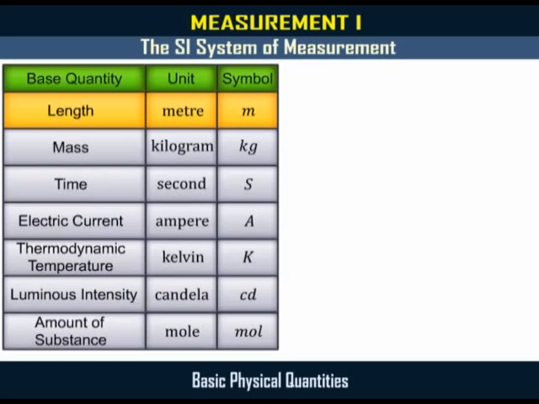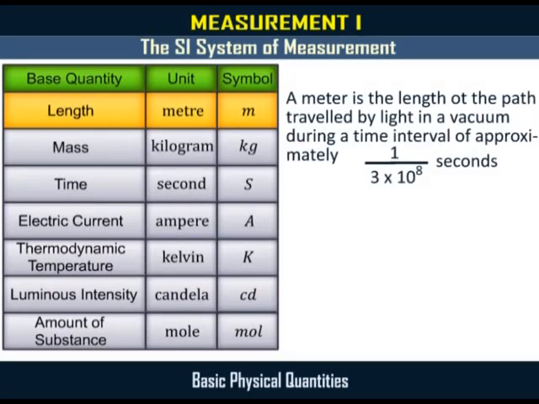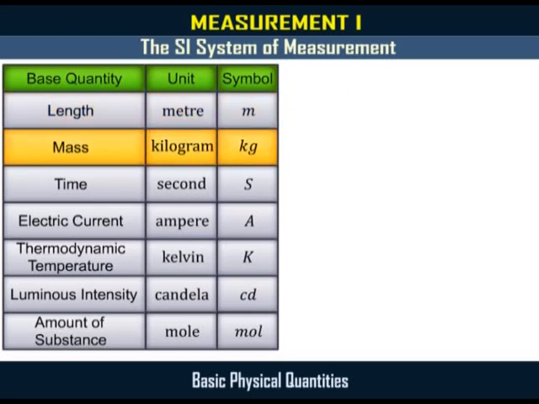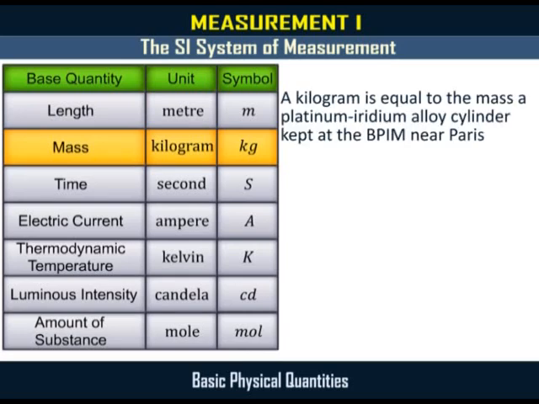Length is measured in meters, denoted by the small letter m. A meter is the length of the path traveled by light in a vacuum during a time interval of approximately 300 millionth of a second. Mass is measured in kilograms, denoted by the small letters kg. A kilogram is equal to the mass of the international prototype of the kilogram, a platinum iridium alloy cylinder kept at the International Bureau of Weights and Measures near Paris in France.